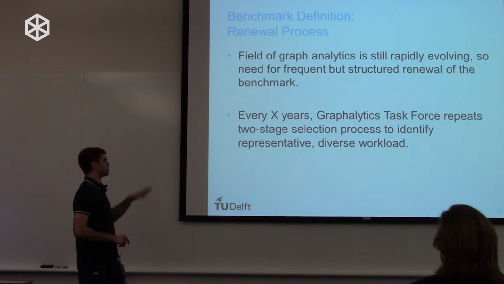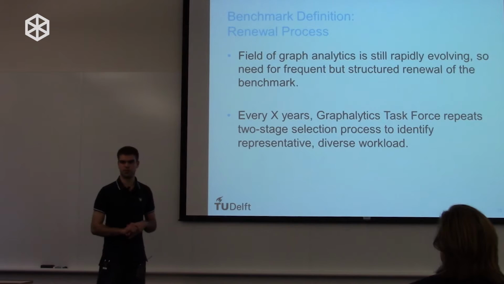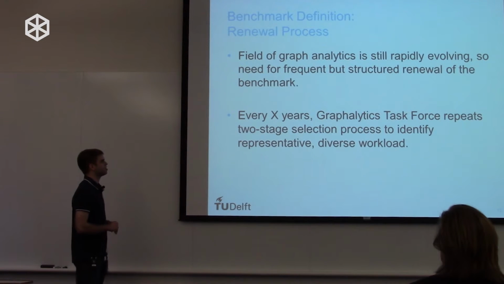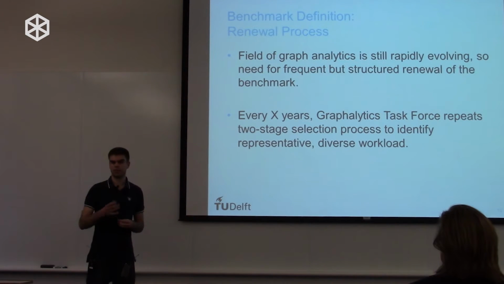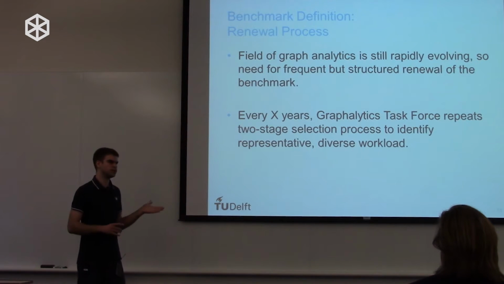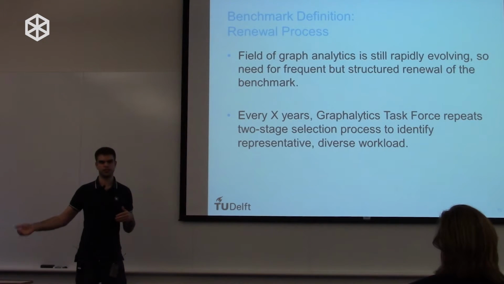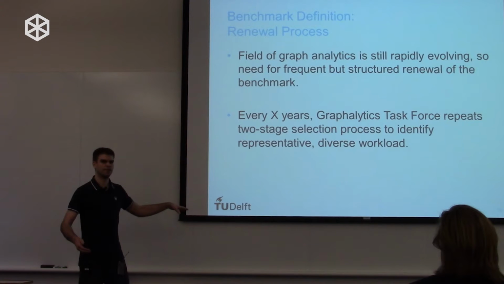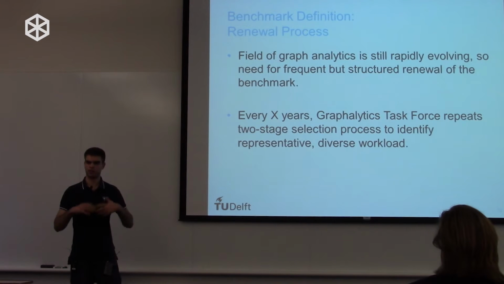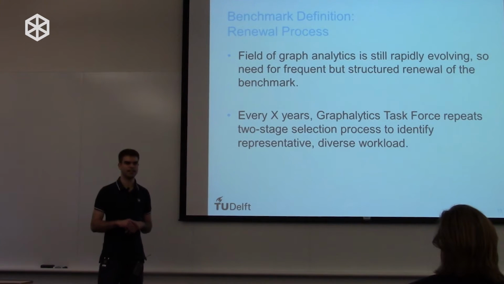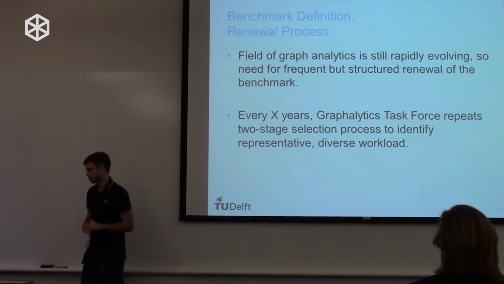In short, every X years, where X is probably going to be 1 or 2 years, something like that, we're going to repeat this two-stage selection process to identify the possibly new classes of algorithms or classes of data sets that are important, and select new representatives. We'll be doing so in a way where across generations we're still able to compare, but let's say 2 generations from now, some of the algorithms we have now may have been dropped. But we try to do that gradually to ensure that we get a smooth process and we don't alienate, let's say, the user base of this benchmark.